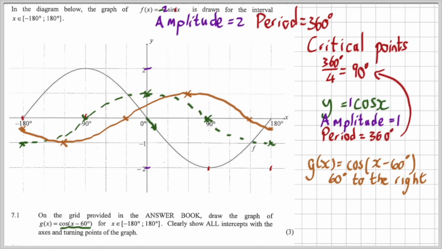Important, they say, clearly show all intercepts with the axes and the turning points. So let's just write that in, exactly like we did with the movements. If they told you, ladies and gentlemen, you have to get your start and your end points as well, it's as simple as substituting into your equation and putting it in your calculator and getting answers. But they're not asking for us to indicate this, so I'm not going to stress about this at all.